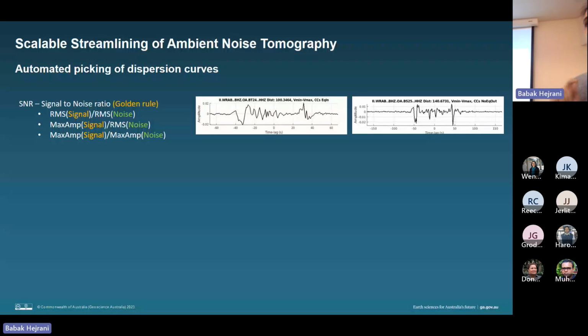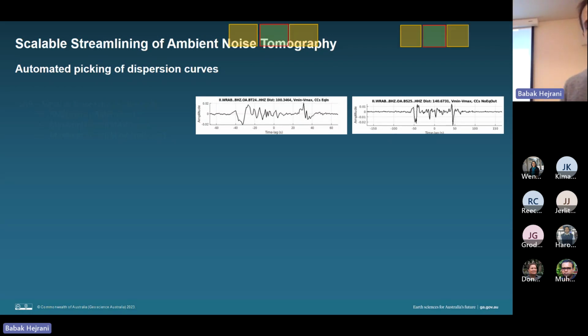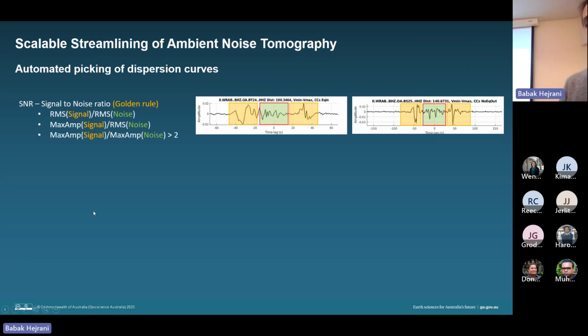Now, how do we know a dispersion curve or data is good or bad in seismology? Golden rule in seismology: signal-to-noise ratio. You pick a signal window, those yellow ones, where I think my signal is. That's a surface wave window. I can estimate where I expect to see surface waves, and anything between them is noise. So I can calculate the RMS of the signal to the RMS of the noise, or the maximum amplitude of the signal to the RMS of the noise, or the maximum amplitude of the signal to the maximum amplitude of the noise. And then choose a threshold.